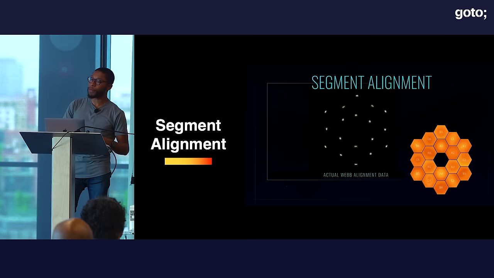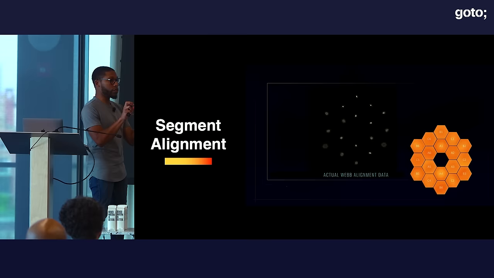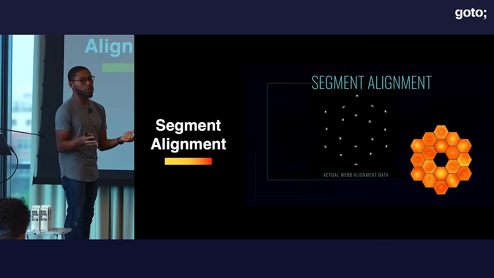Adjustments of the segments then result in these 18 well-corrected individual telescopes. So now, instead of just having a bunch of random blobs, you now have literally 18 telescopes in one. But that's not where we want it to be. We want one focused, unified primary mirror.